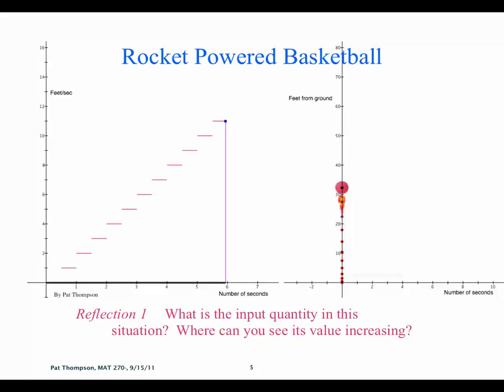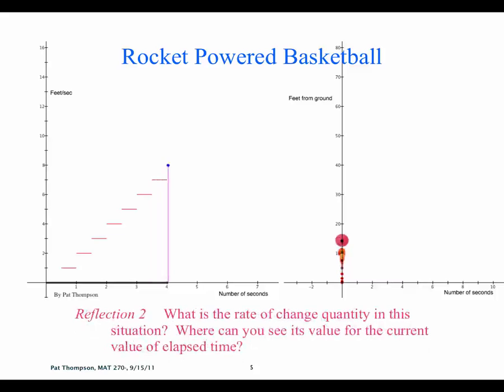Okay, here we go. So what is the input quantity in this situation? Okay, so time since launch. Time elapsed since launch in seconds. And where can we see that value increasing? Yeah, so it'd be the x-axis. I'm not actually showing it here, but it could be shown on both, right? We're just showing it increasing on the left graph in this particular example, okay? But it's that same quantity here on this x-axis over here.